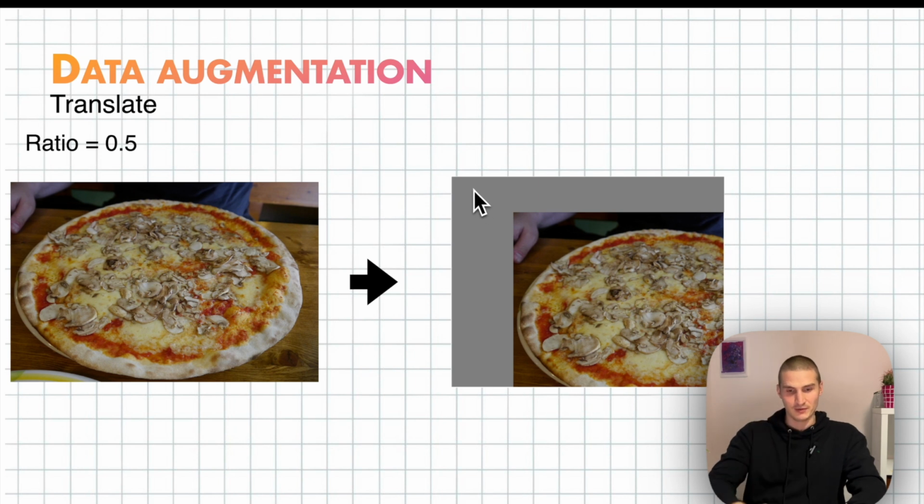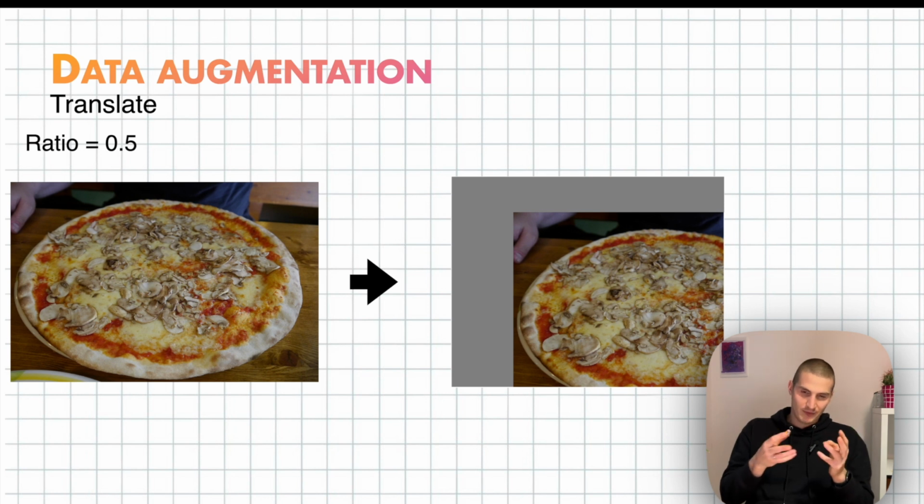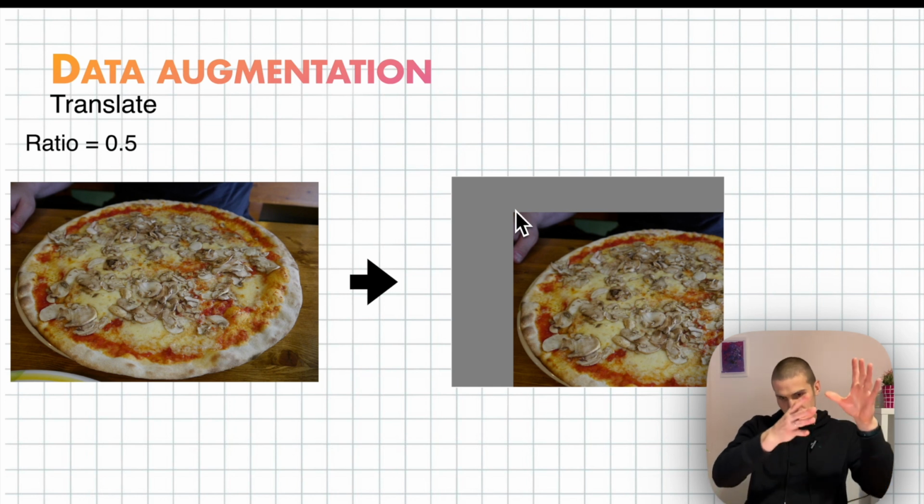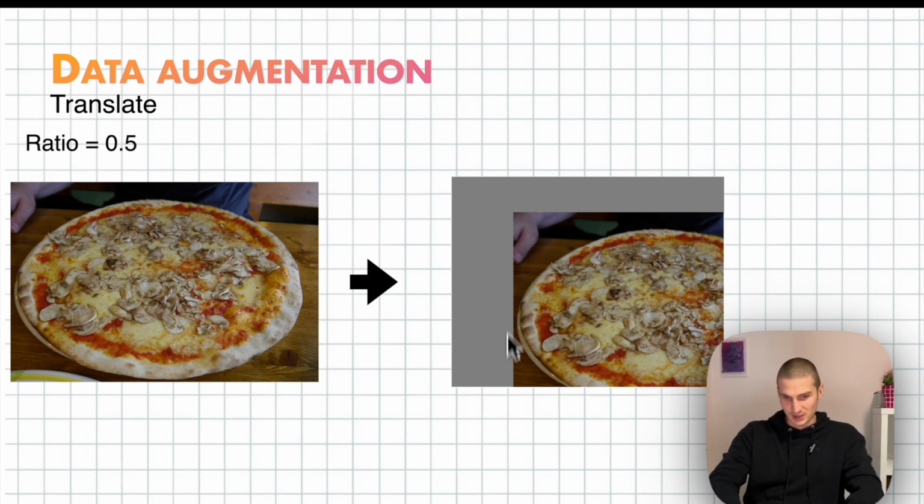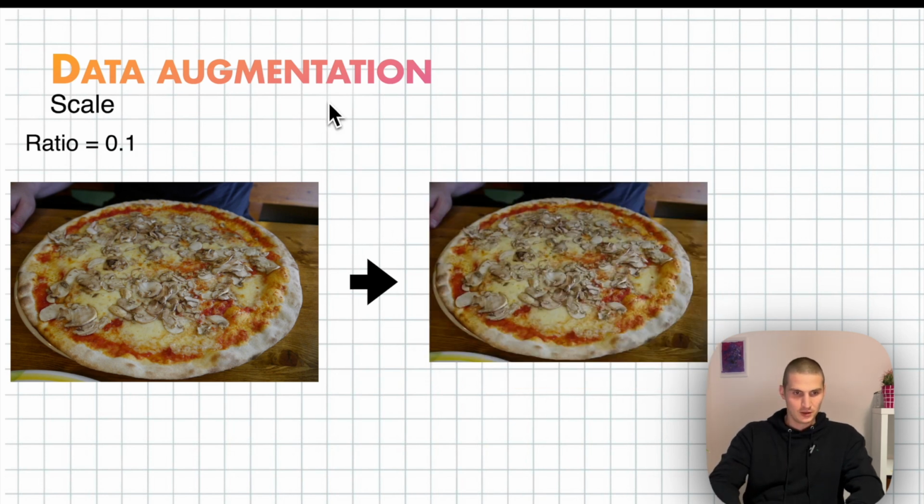The reason it's gray, by the way, is because of picture normalization. In normal RGB encoding, 0 stands for black. But because we normalize the data, the mean is going to be 0, so 0 mean is something like gray color probably. And also because of this shift, some parts of the image are now cut off. Some parts of the pizza are left outside of the image.